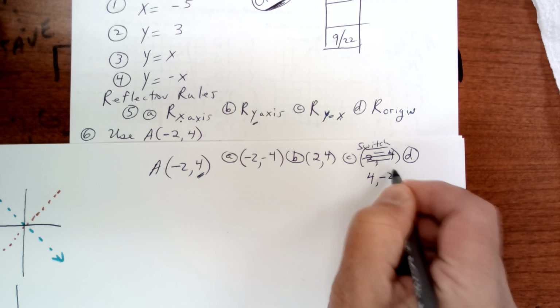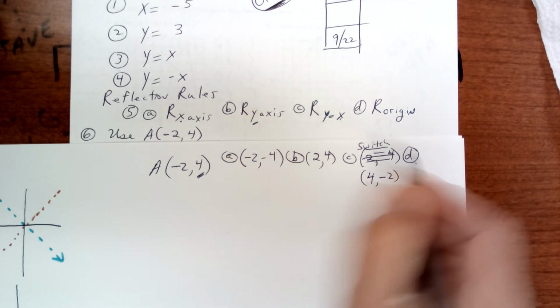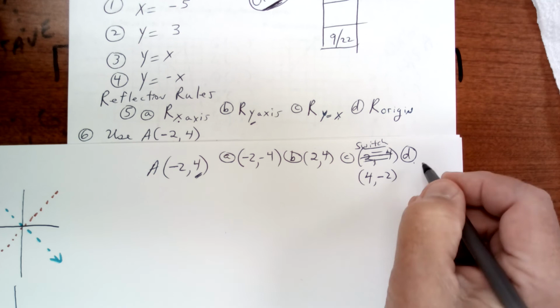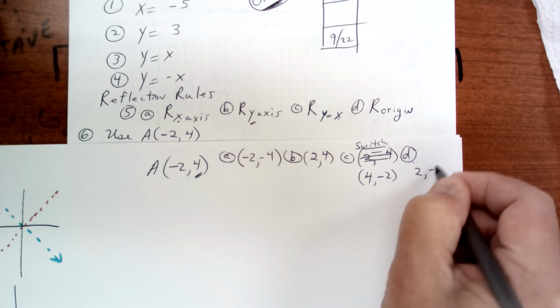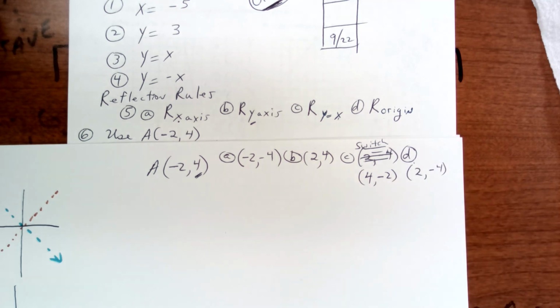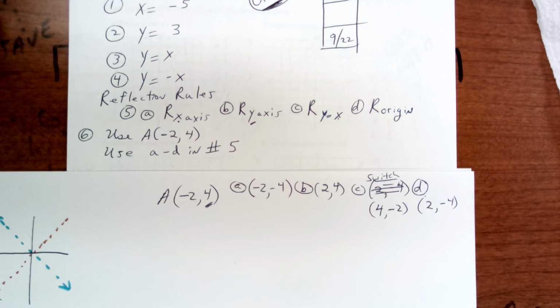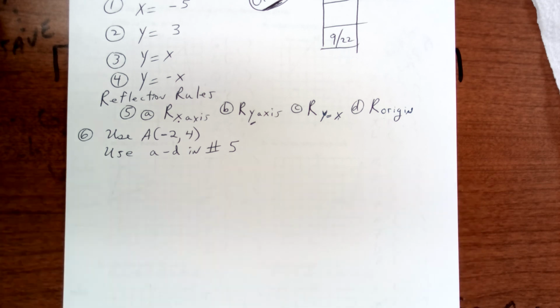That's right. And then finally, about the origin, you change. So here it's going to be 2 and -4, and that's correct. You can check it on your rules to make sure. And there it is. That's your bell work. Okay? All right, let's talk about today's work.